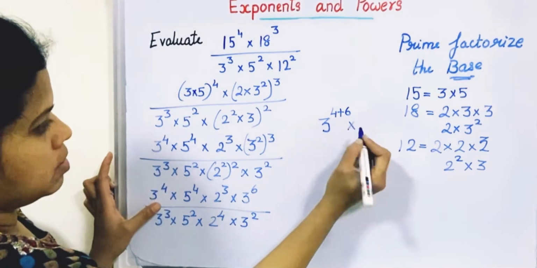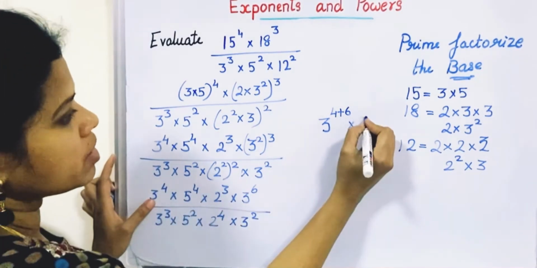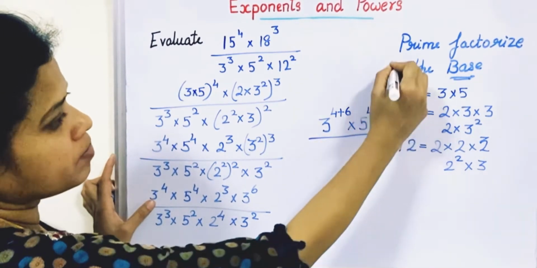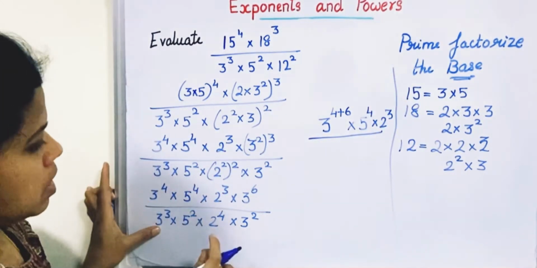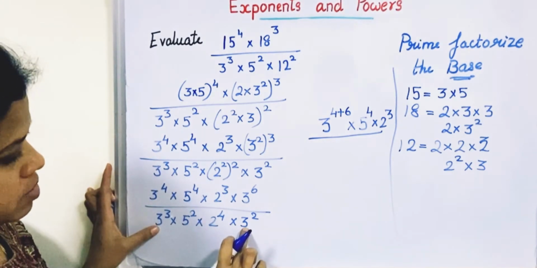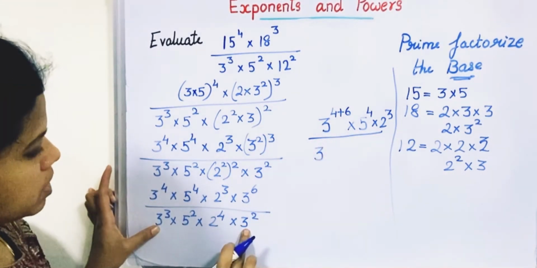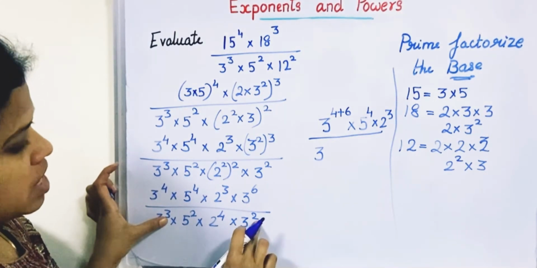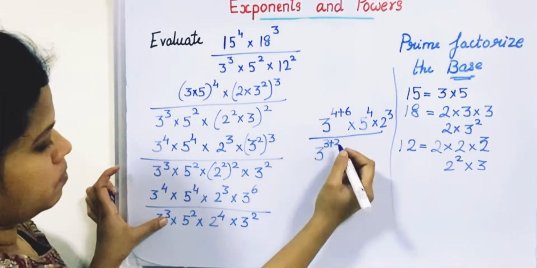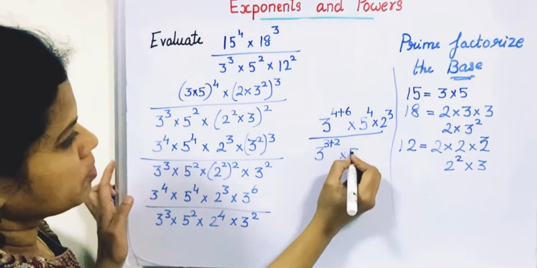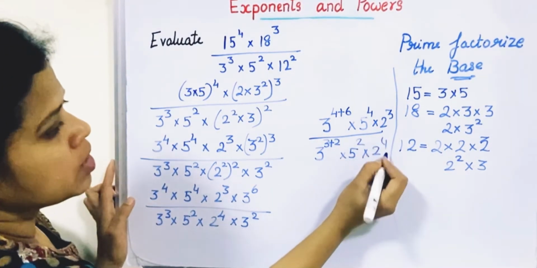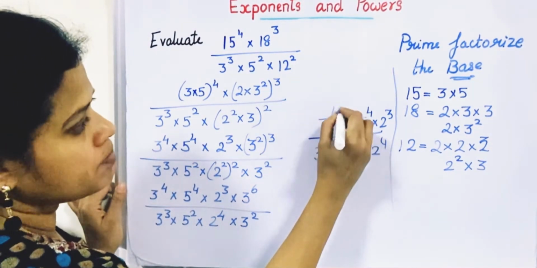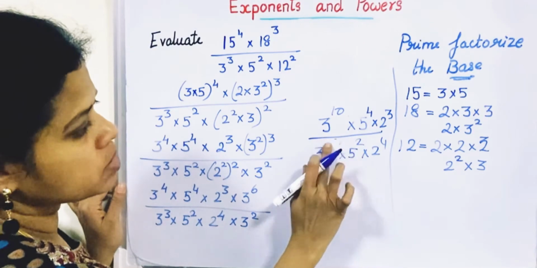Next, here it's 5 power 4. Let's write that. And 2 power 3. Yes, here 3 is here, 3 is here. Common base is there. The base 3 is common, so let's take it and add the powers. Powers are 3 and 2. So add it, 3 plus 2. And then this 5 power 2 and 2 power 4. So here 3 power 10. We can write this as 3 power 10. And here it's 3 plus 2, it's 5.